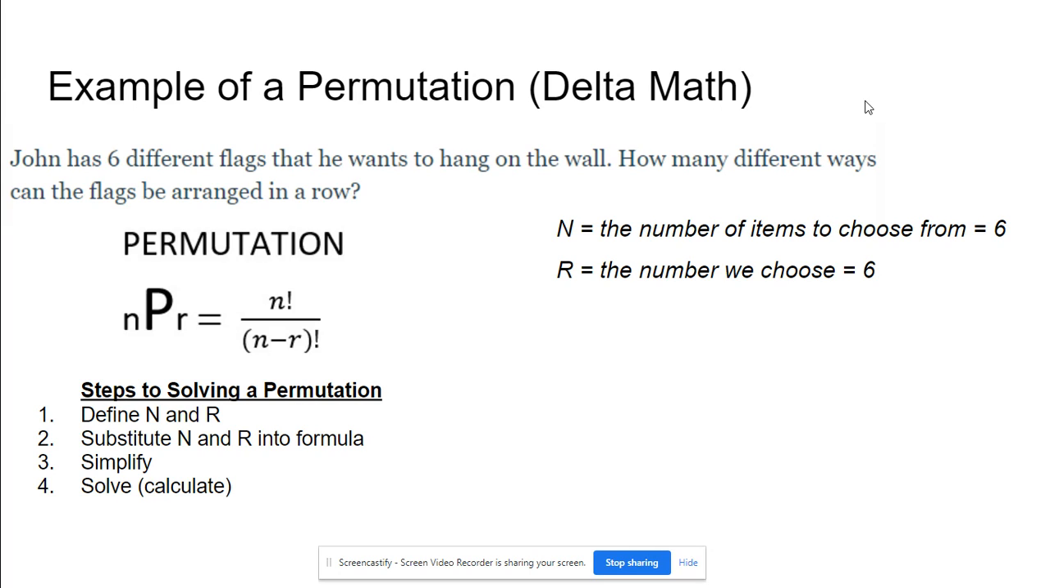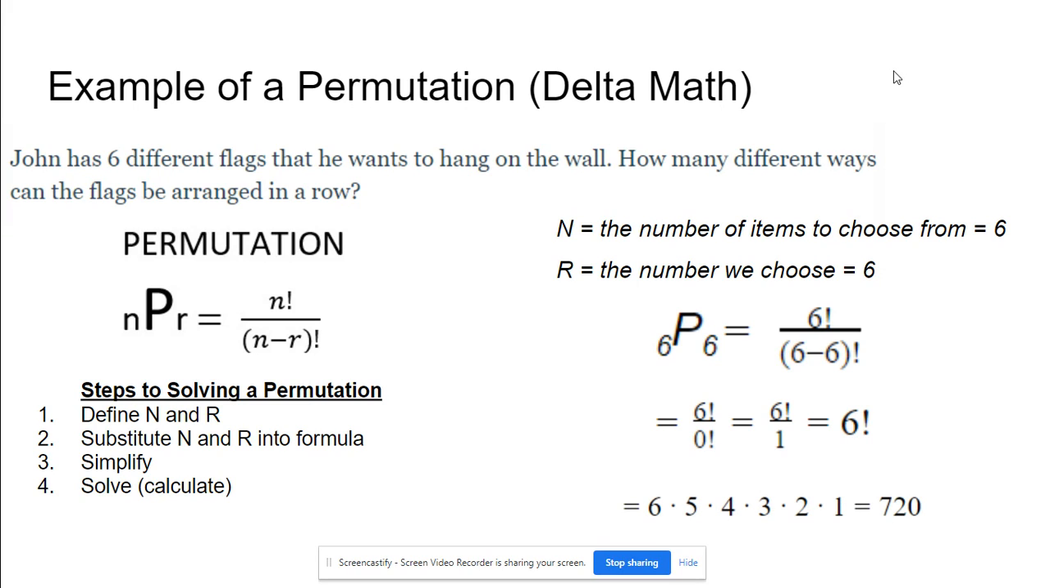Next, we substitute n and r into the formula. So we get 6P6 equals 6 factorial over 6 minus 6 factorial. Step 3 says we simplify. So 6 minus 6 is 0, and 0 factorial is 1. So we are left with 6 factorial. And now we solve or calculate. So 6 factorial is 720.